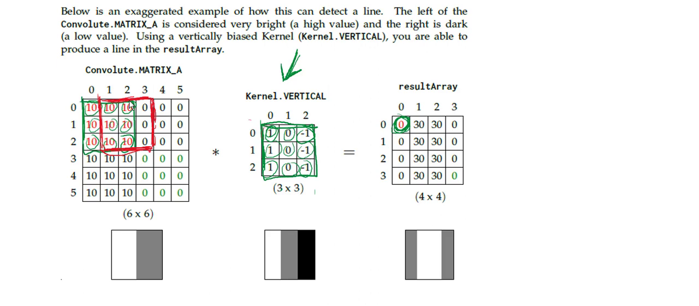Then you multiply 1 with 10. You multiply 0 with 10. And negative 1 with 0. So what does this result in? 10 times 1 is 10. And then 10 times 0 is 0. Negative 1 times 0 is 0. So you get a 10. The first row is 10.